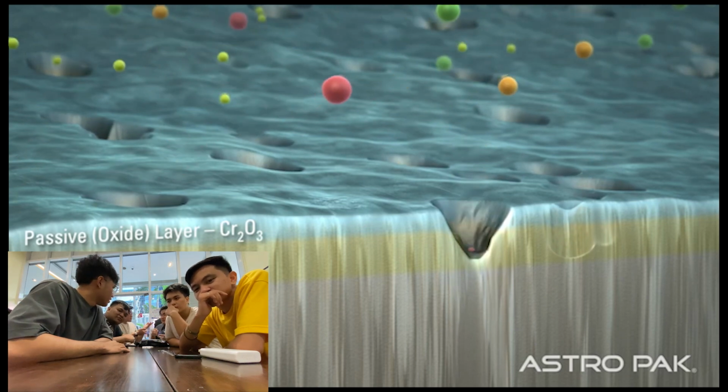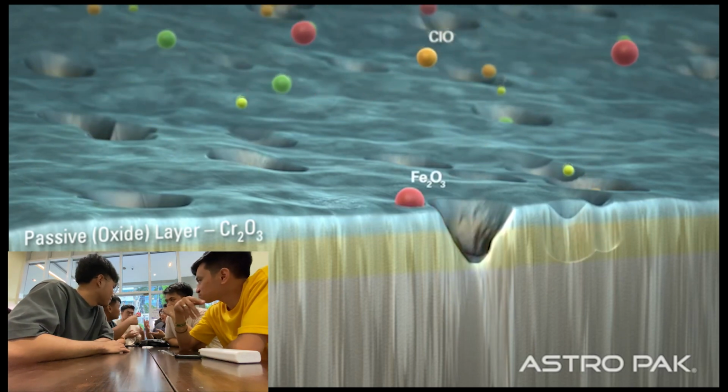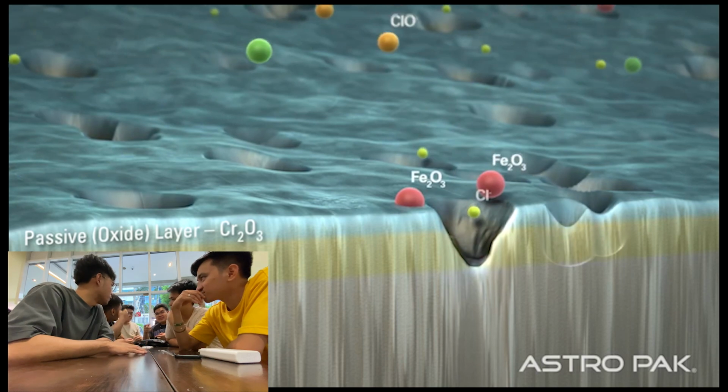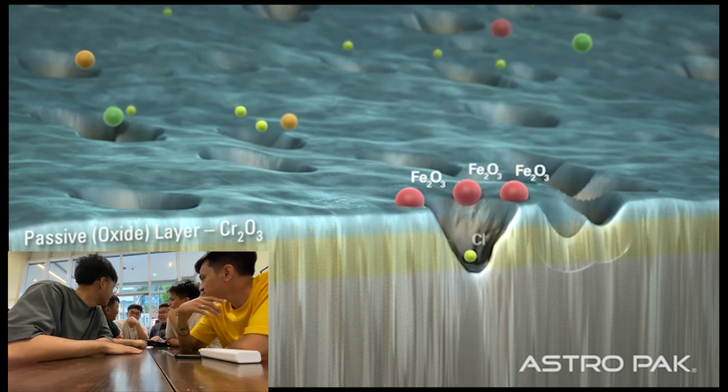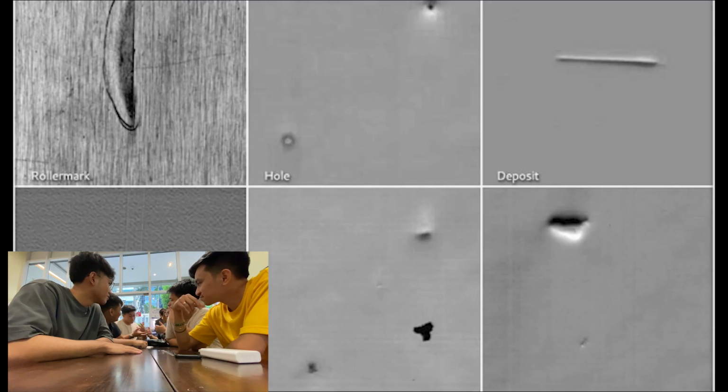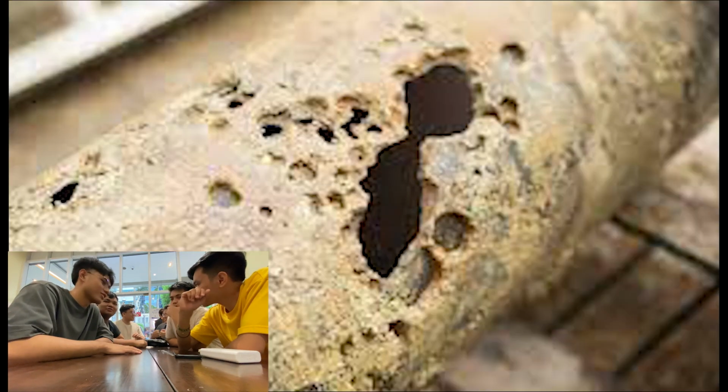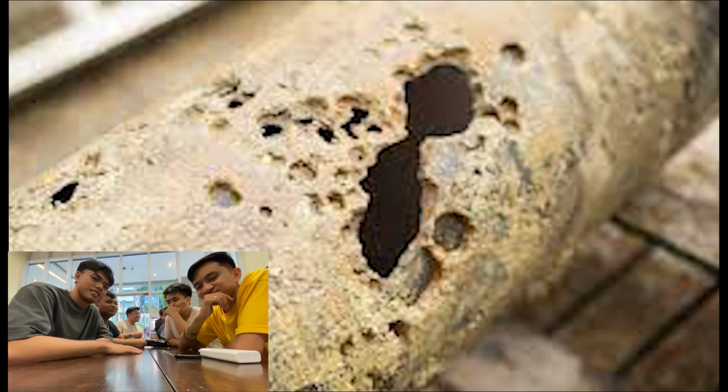Additionally, variations in the composition or structure of the metal, such as impurities or alloying elements, can create regions of increased susceptibility to pitting. Mechanical factors, such as scratches, crevices, or surface defects, can also act as initiation sites for pitting corrosion by disrupting the protective oxide layer on the metal surface.